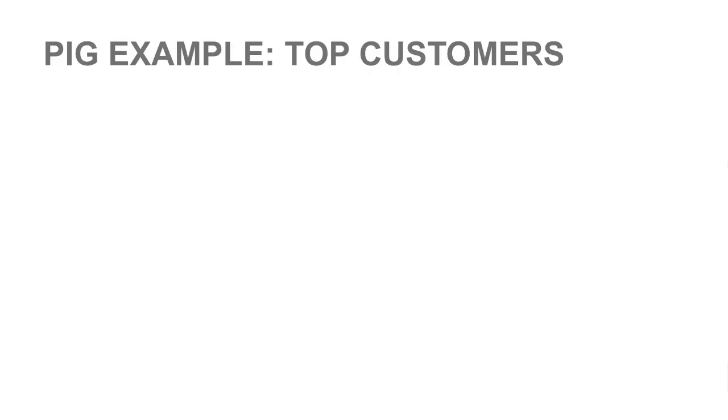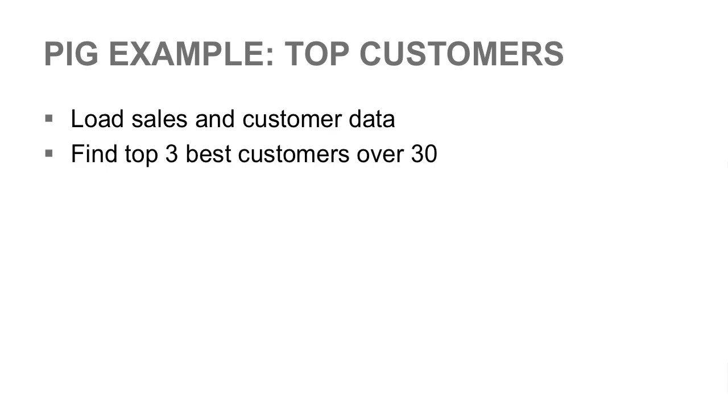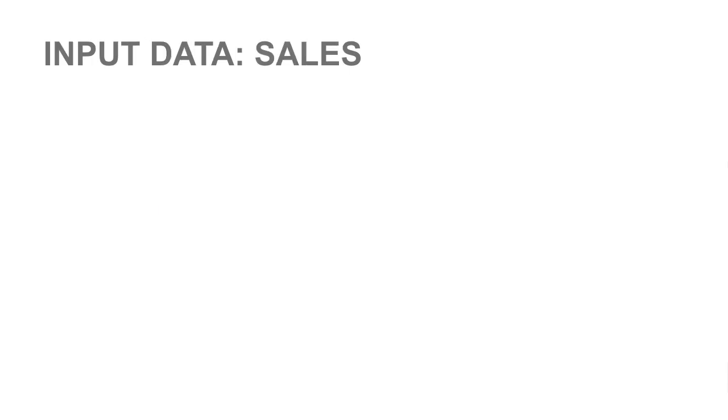Let's see now a larger example of Pig code. In this example, we are going to look for top customers. And the overall idea of the program is the following. We would load some sales and customer data, and we are going to look for the 3 best customers who are over 30 years old. We are going to list their ID and total sales, and we will store this information in HDFS.